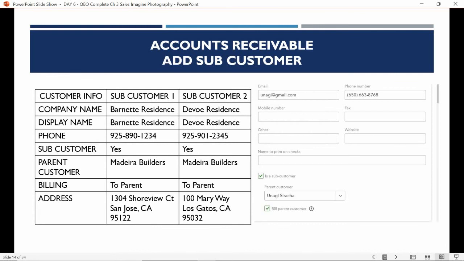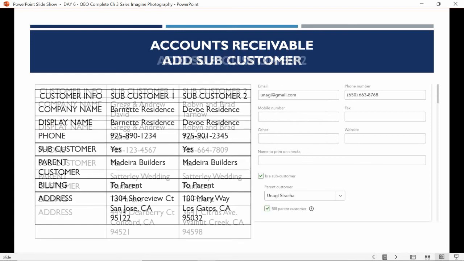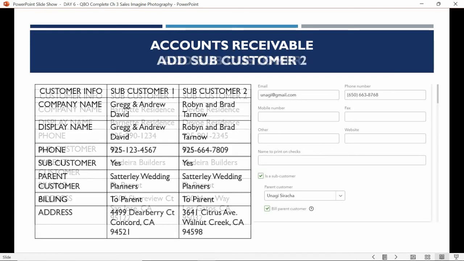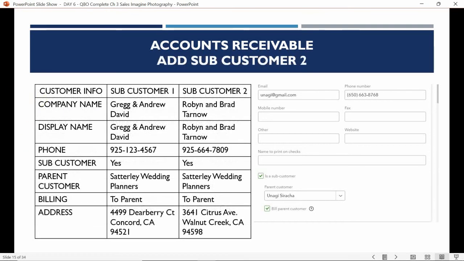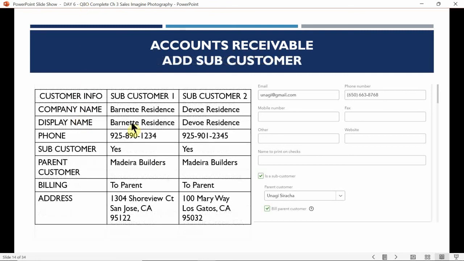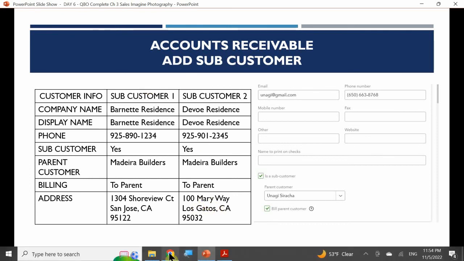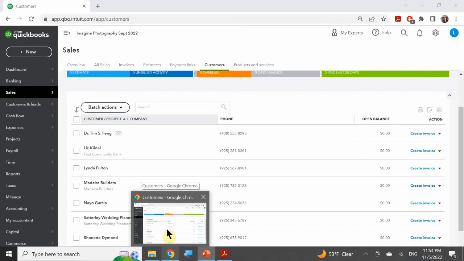For example here, we have a couple of individuals that we're going to put in. Here's the first one, which we did take a look at in chapter 4. Here is the Barnett residence and the DeVoe residence. So again, these are going to be sub-customers that are under Madeira Builders. We're going to have two sets of sub-customers. We're going to do two for Madeira Builders, and two for Satterly Wedding as well. So let's do the Barnett residence and then the DeVoe residence, and I'll show you how to create a sub-customer.